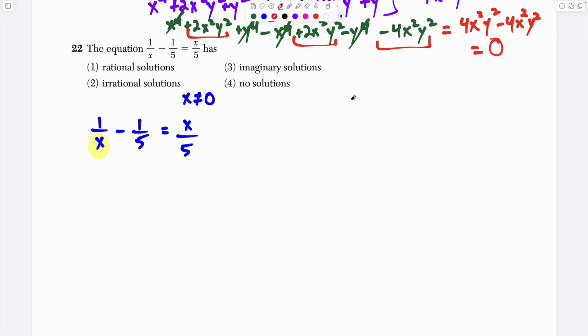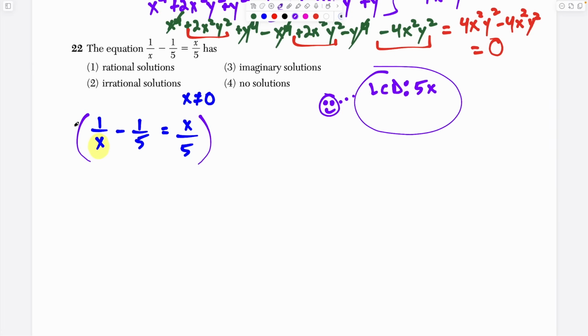But then the next thing I think about is the least common denominator. So what is the least common denominator when we are dealing with a denominator of x and 5? In this case, the least common denominator would be 5x. And that's what I'm going to multiply all of the terms by. And then let's see what happens.